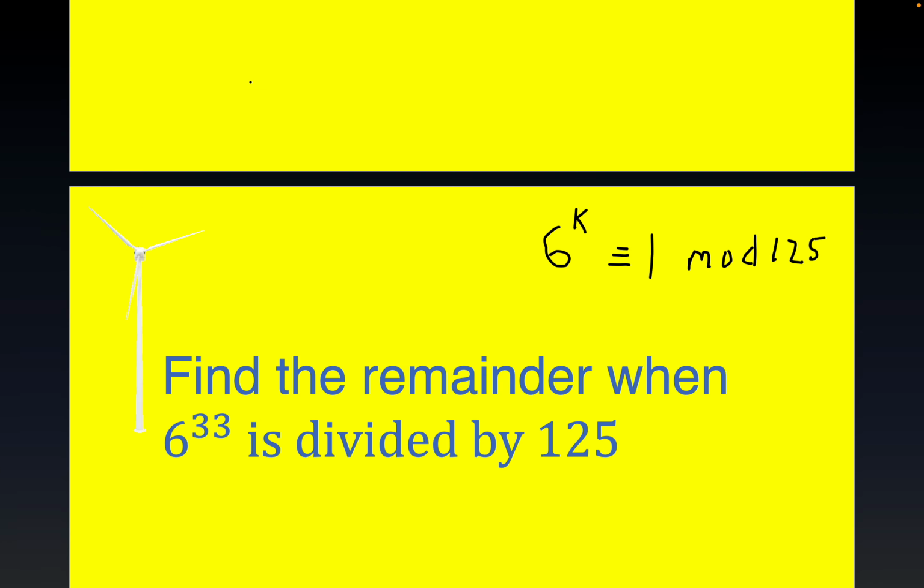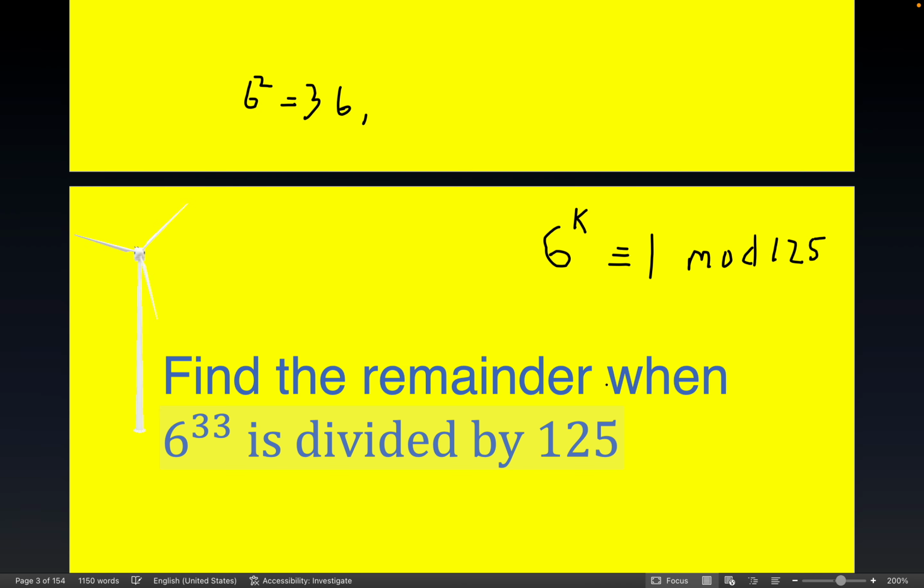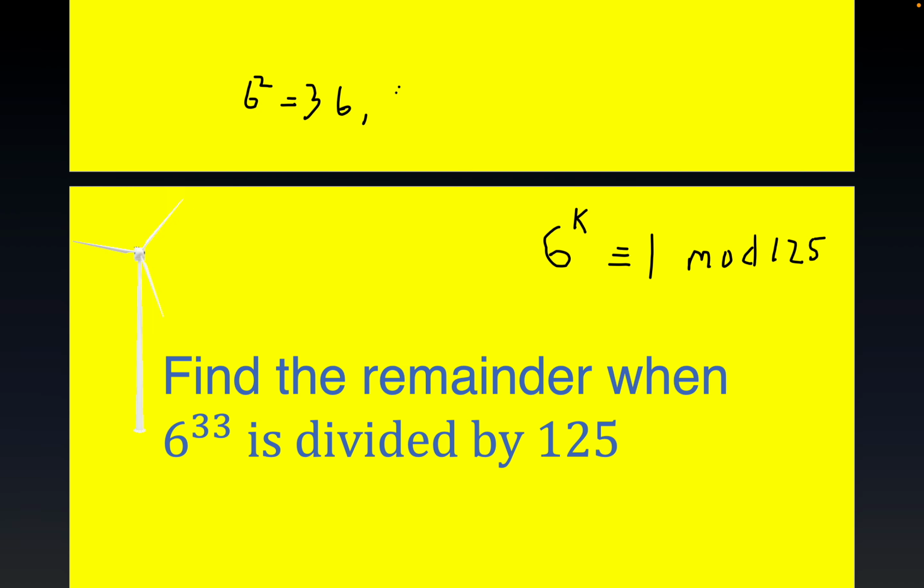Now, to show what I'm trying to get at here, 6 squared is equal to 36. Okay, we're not above 125 yet, right? 6 cubed is 216, which leaves a remainder of 91. Right? Folks, see there, if you divide this by 125, you get a remainder of 91.